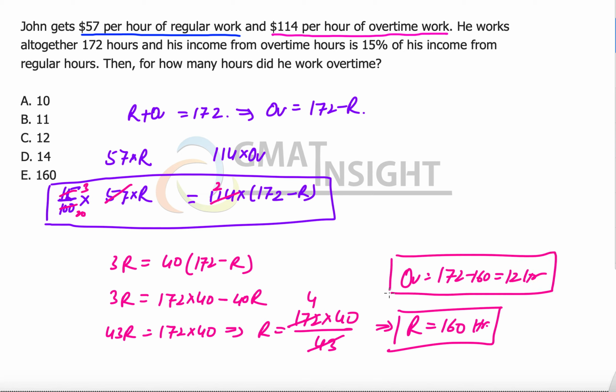And let me read the question once again. For how many hours did he work overtime? So the answer is C option. He worked 12 hours overtime.